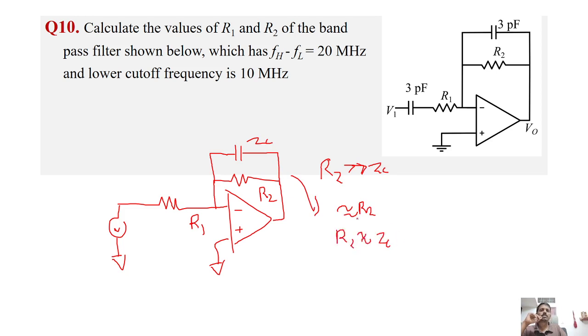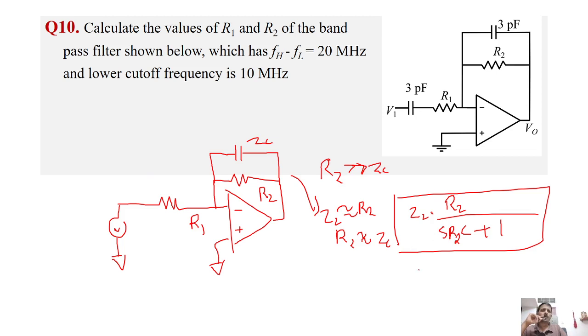So we cannot say the entire Z2 is equal to R2. We will say Z2 equals R2 by (s R2 C plus 1). This is the impedance Z2. Now, R2 by (j omega R2 C plus 1). So in effect, when R2 and C are comparable and the frequency omega increases, Z2 will start decreasing, right?